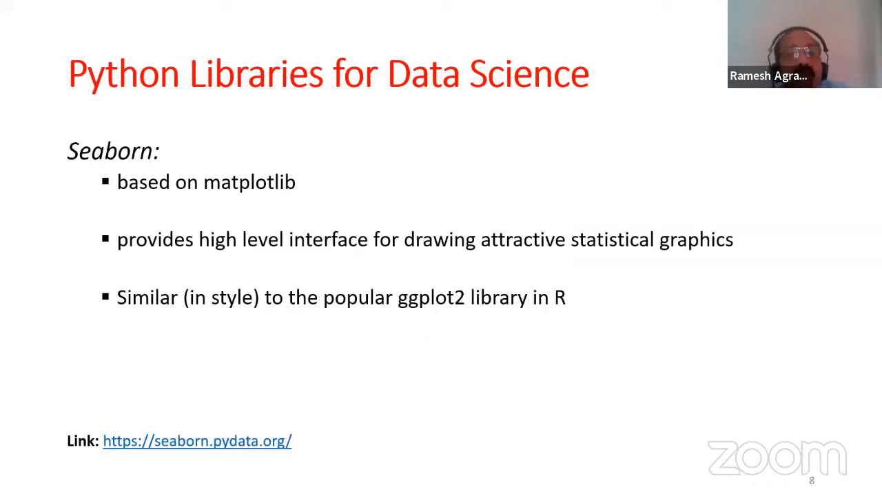Then there is another toolbox which you talk about, Seaborn. It is based on Matplotlib, and it provides a high-level interface for drawing attractive statistical graphics. This style is very similar to the ggplot2 library available in R. R is again an open software for data analysis.